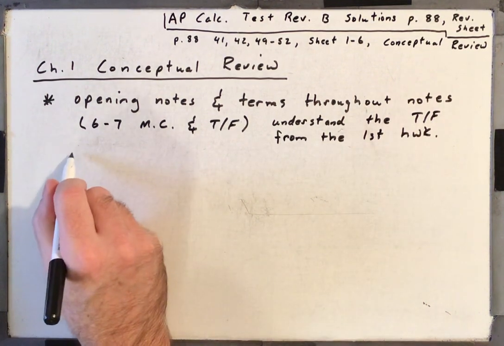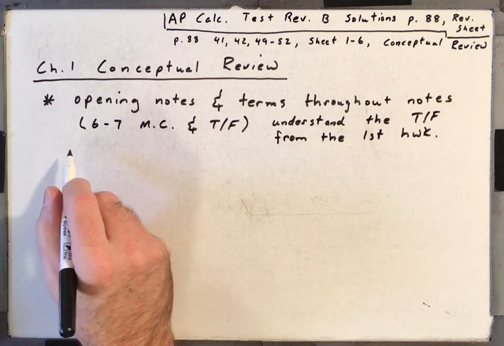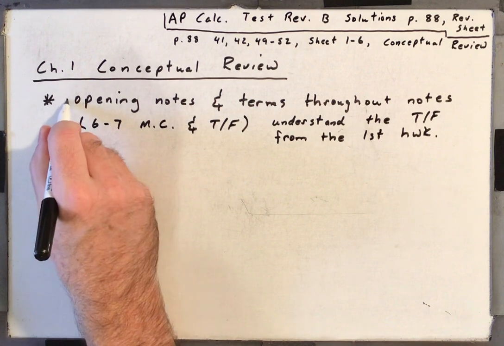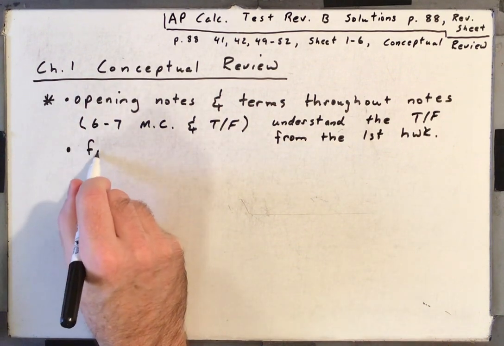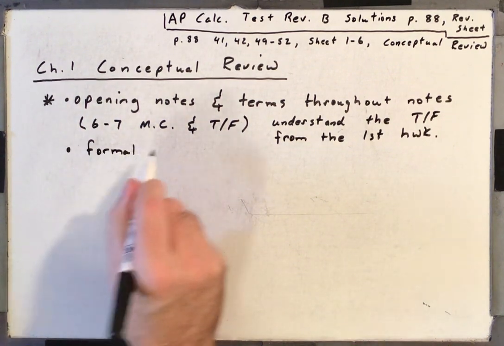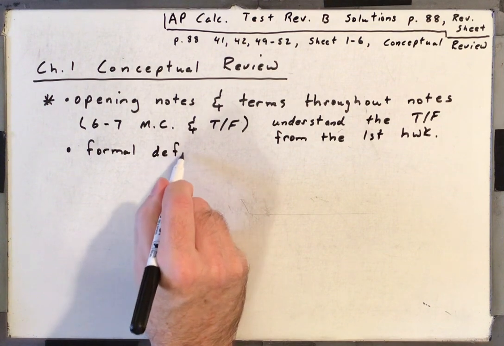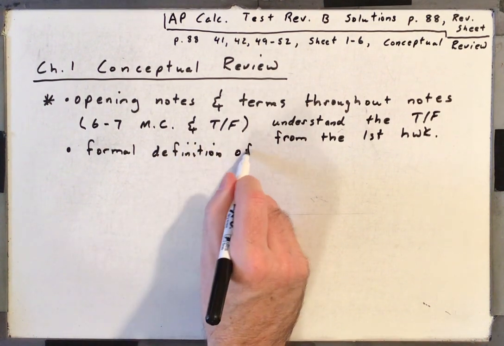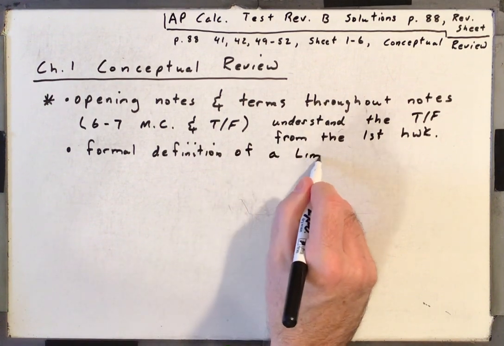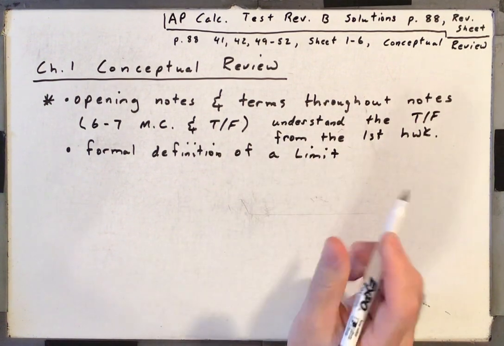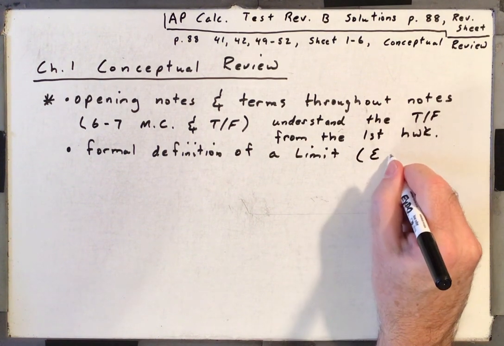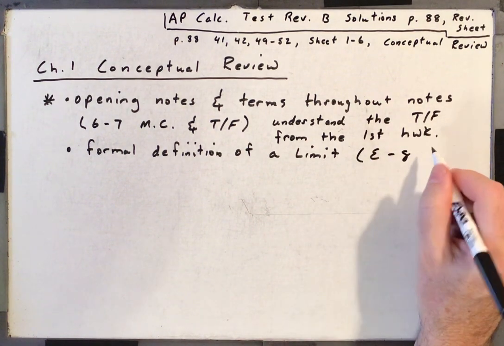You're going to have to work the problems of the formal definition of a limit. So we did that on the additional review sheet. That's the epsilon delta problems.